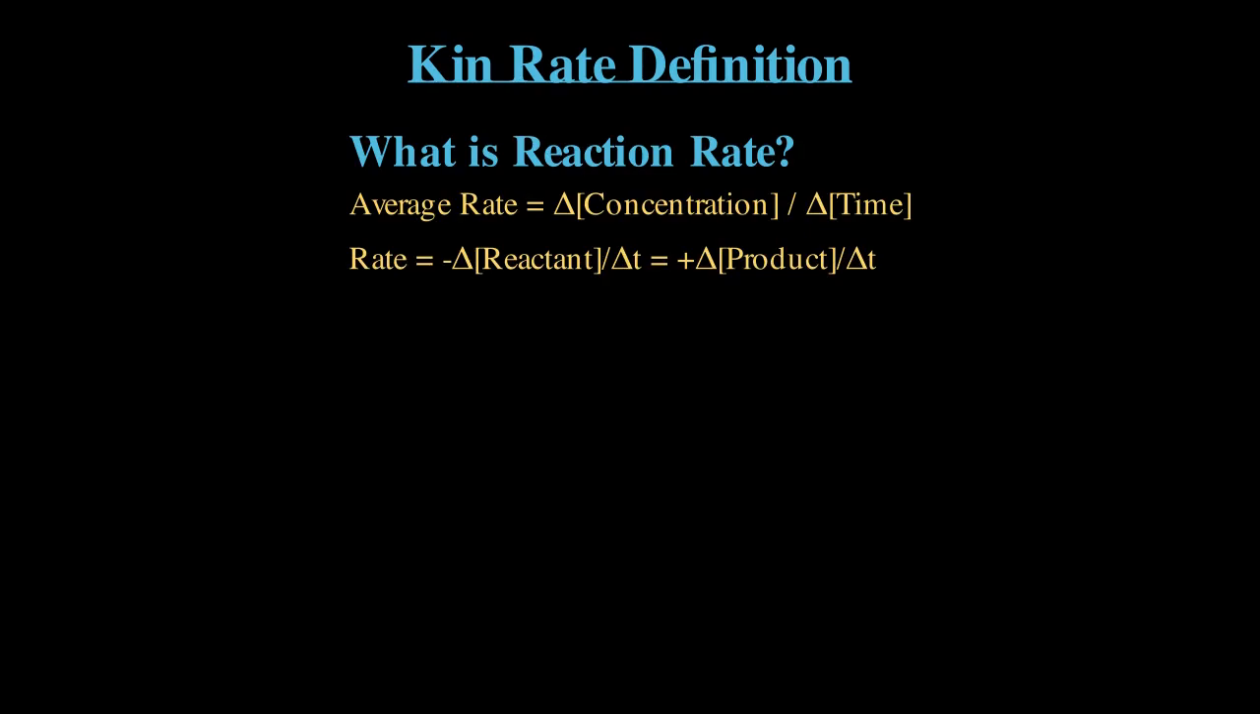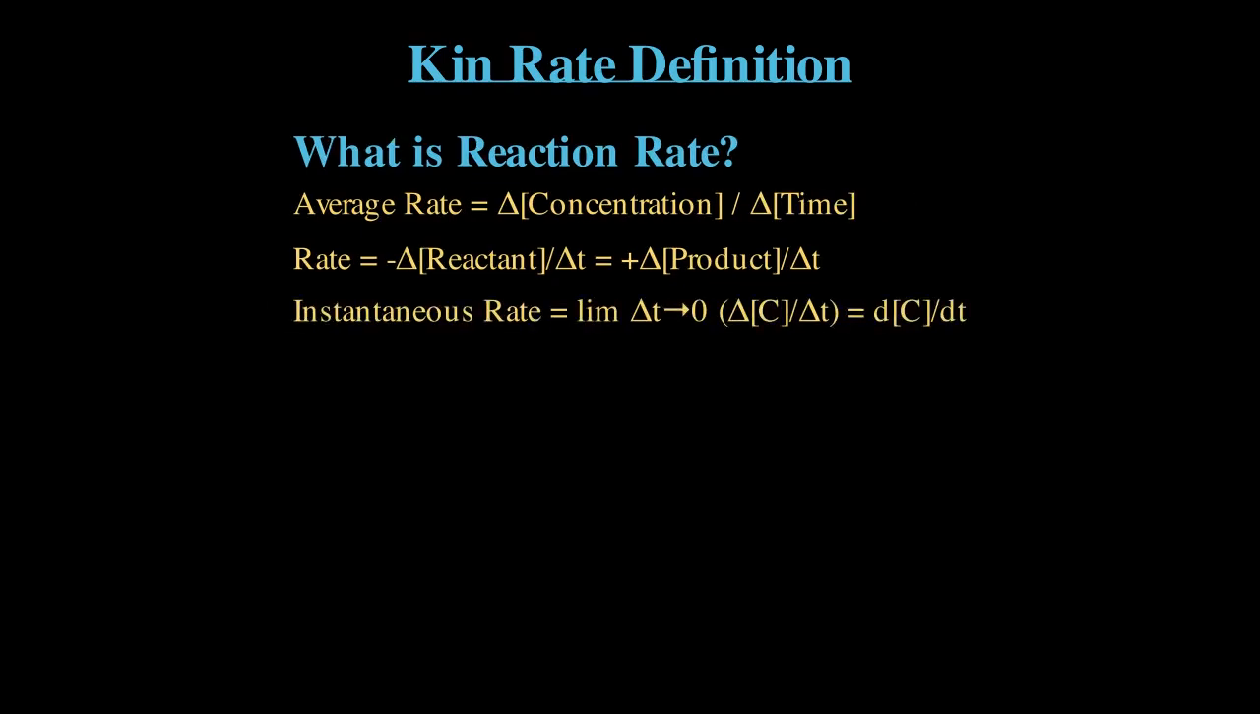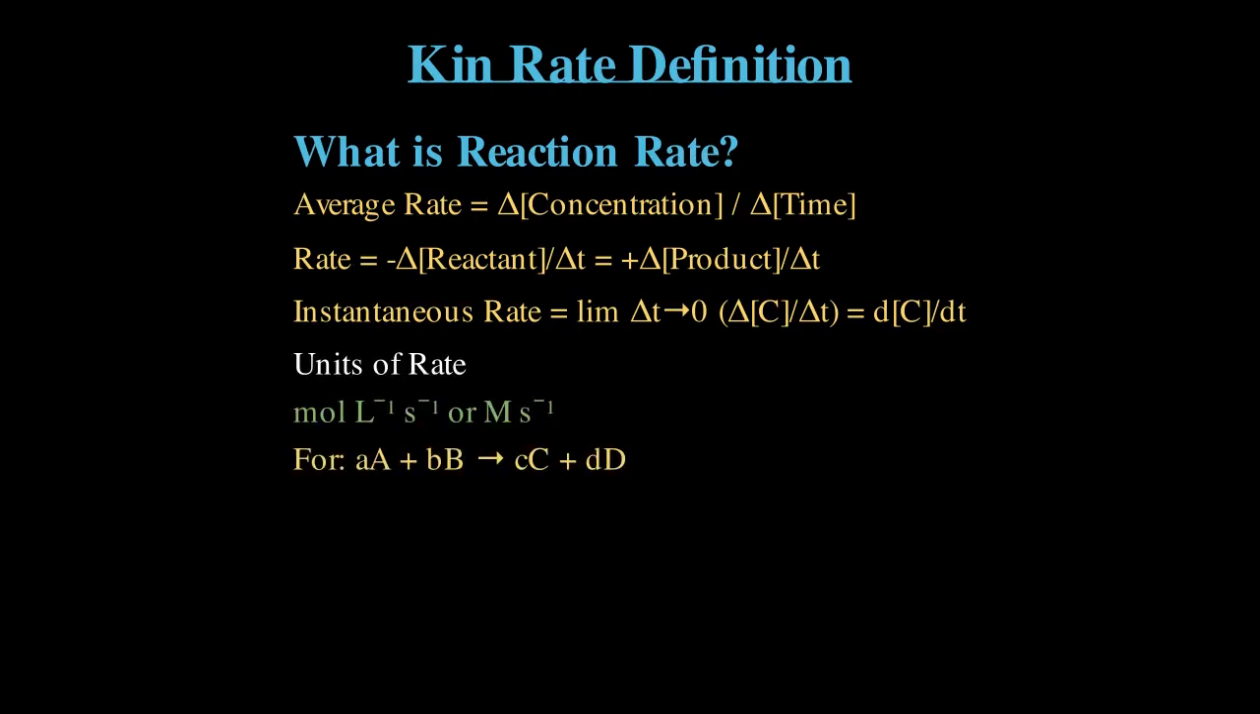For a more precise value, we look at the instantaneous rate, which is the rate at a specific moment. This is the limit as delta t approaches 0, or simply dC by dt. The most common unit for reaction rate is moles per liter per second. For a general reaction, let's say aA plus bB gives cC plus dD, the rate is -1 over a times dA by dt, which equals -1 over b times dB by dt, and so on for the products, ensuring we have a single positive value for the overall reaction rate.